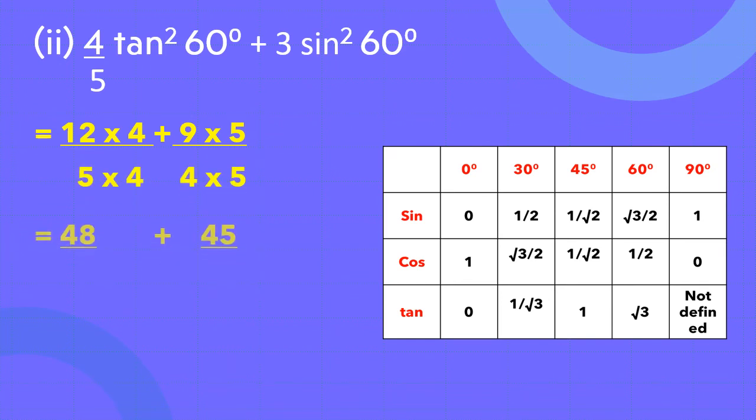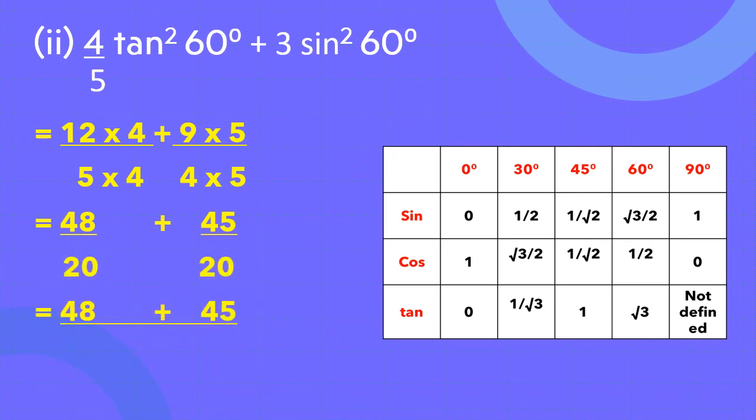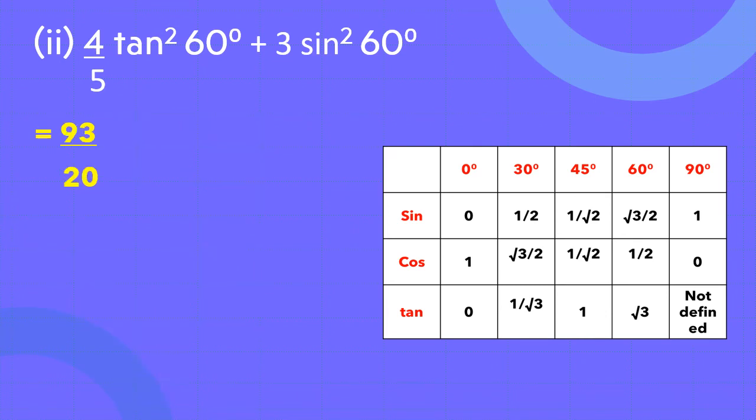So 12 fours is 48, 9 fives is 45 and the denominators will be the same, 20. So we'll add 48 plus 45 upon 20, which will give us 93 upon 20. So this is your answer for the second question.